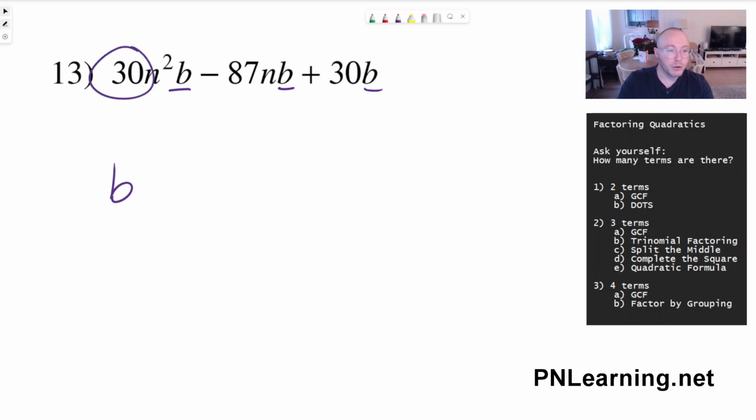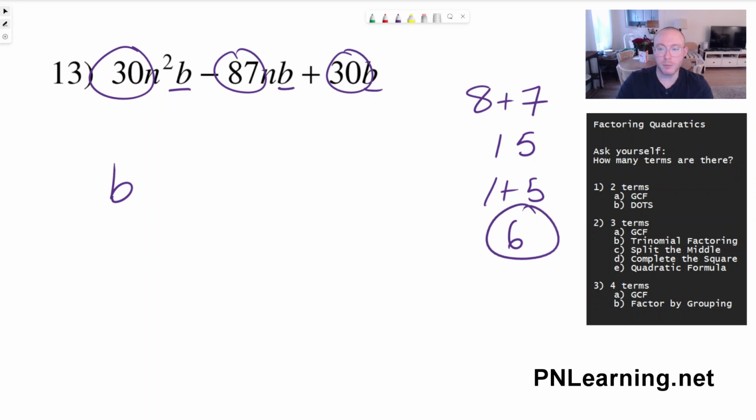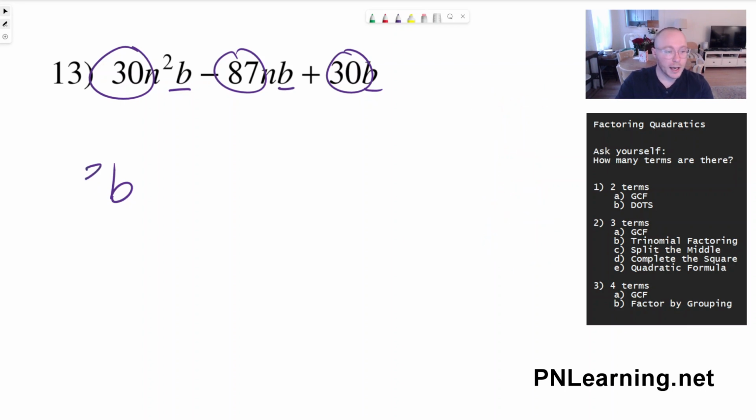Let's look at the numbers, 30, negative 87, and 30. So both of these 30s have factors of 3. Well, what about 87? Does that have a factor of 3? Remember, you can add the digits up, and if you get a two-digit number, you can add those digits up until you get what's called the digit sum. So if the digit sum is 6, and that's divisible by 3, then the original number, 87, is divisible by 3. So we're going to take out a 3b. And let's see what we're left over with.